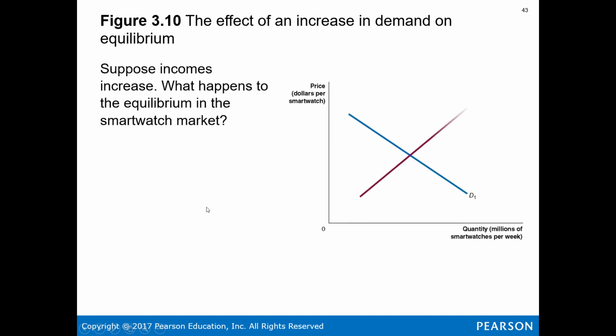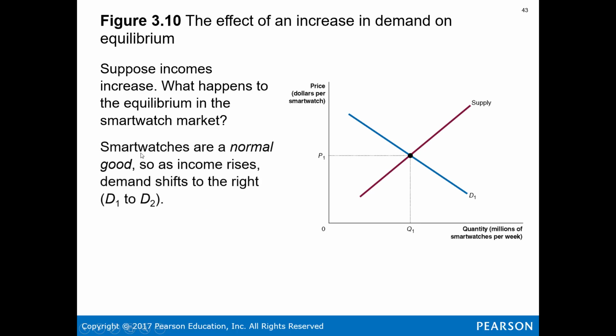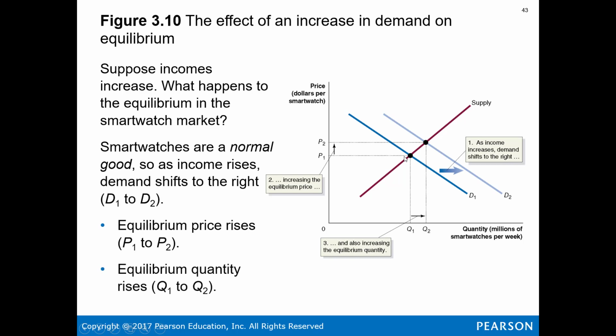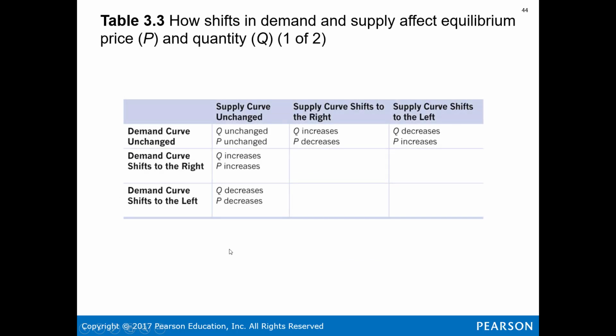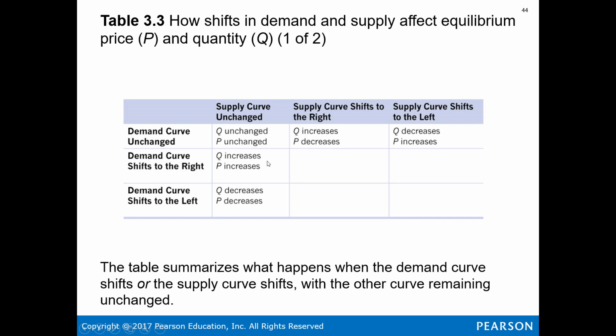Now suppose incomes increase. What will happen to the market equilibrium? So incomes change demand. If incomes increase, they will demand more, therefore increasing market equilibrium.